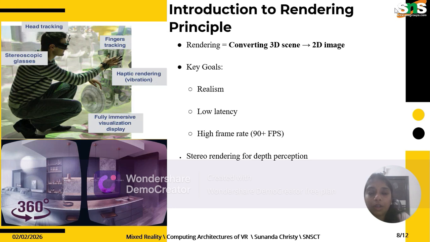The next thing is we are going to introduce the rendering principle. The rendering principle is more important. That is, it converts the 3D scene to the 2D image. It also has a few goals like realism, low latency, a high frame rate, and stereo rendering for depth perception. In that way we can do head tracking, finger tracking, and all those fully immersive virtual displays will be done with the help of a few rendering principles to be followed.